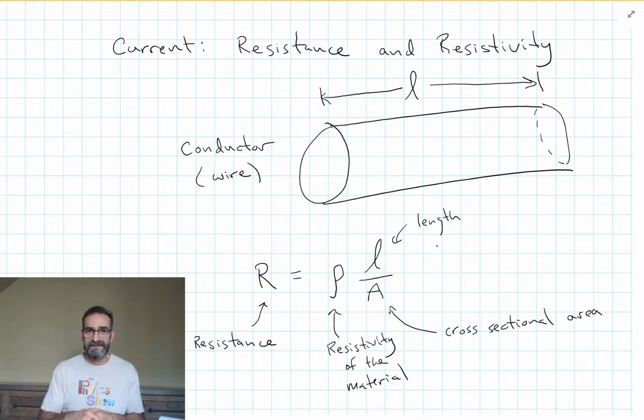And sometimes we talk about conductivity. Conductivity and resistivity are just inverses of each other. So if something has a big conductivity, it's a good conductor, it would have a very low resistivity, and vice versa.